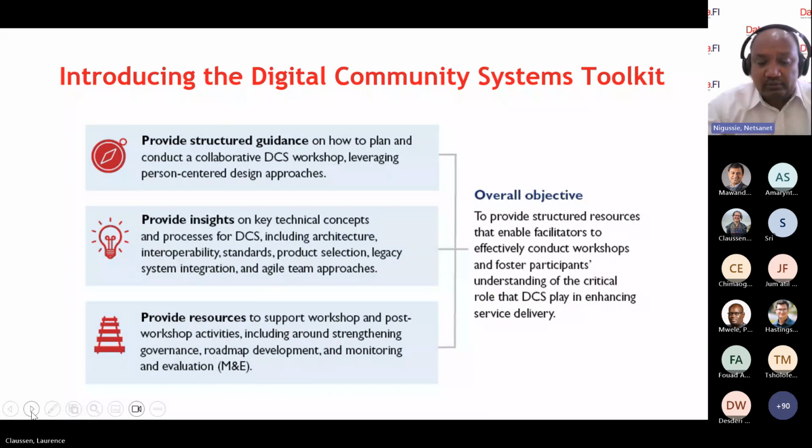The last but not least objective is to support post-workshop activities by offering resources for strengthening governance, developing roadmaps, and establishing frameworks for monitoring and evaluation. Next slide, please.